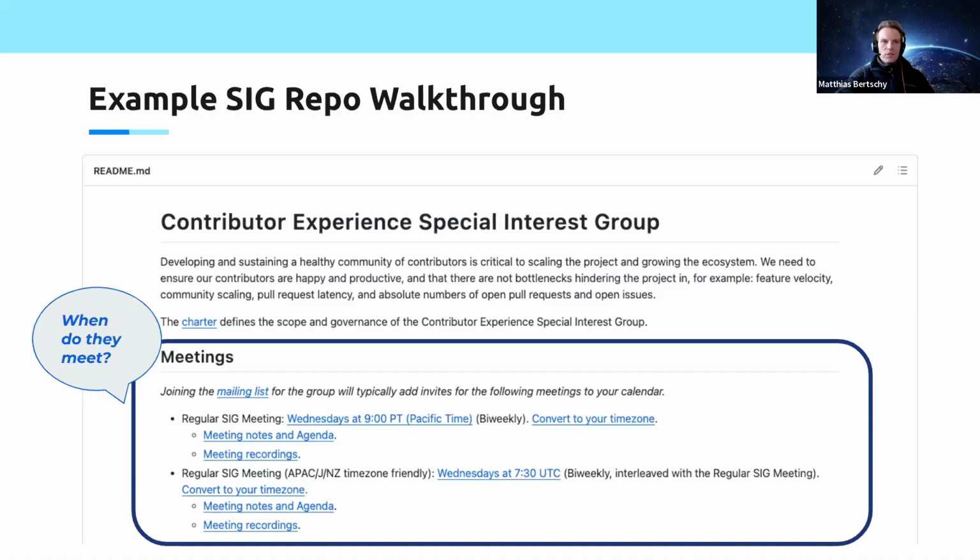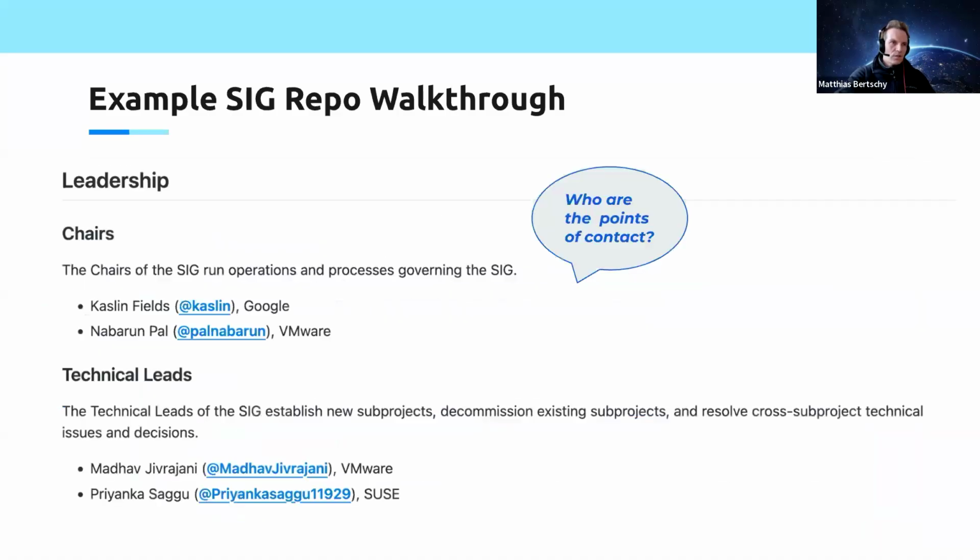So yeah, and making connections is very important, as I said. During those meetings, usually you start making connections. You will also find information about the SIG leadership. As I said, there are SIG chairs and technical leads.